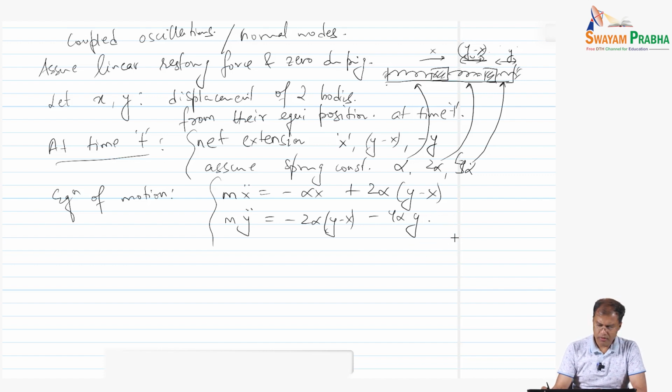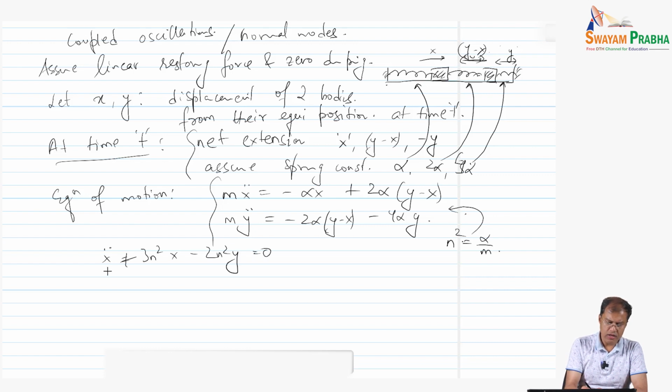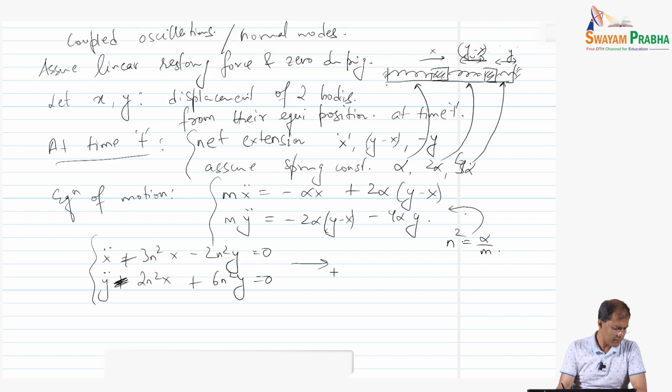We can always simplify this setup by assuming n square to be alpha over m, and from here we see that x double dot plus 3n square x minus 2n square y is 0, and y double dot minus 2n square x plus 6n square y is 0. Okay, and then when we solve this system of two equations, we find that x is a times cos(omega t minus gamma), and y is b times cos(omega t minus gamma).